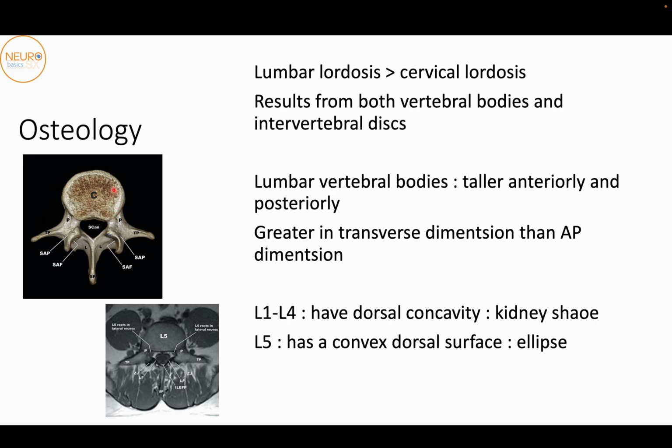L1 to L4 vertebrae have a dorsal concavity, as we can see over here, and that is why they are kidney shaped. L5, on the other hand, has a more convex dorsal surface, so it is more elliptical.